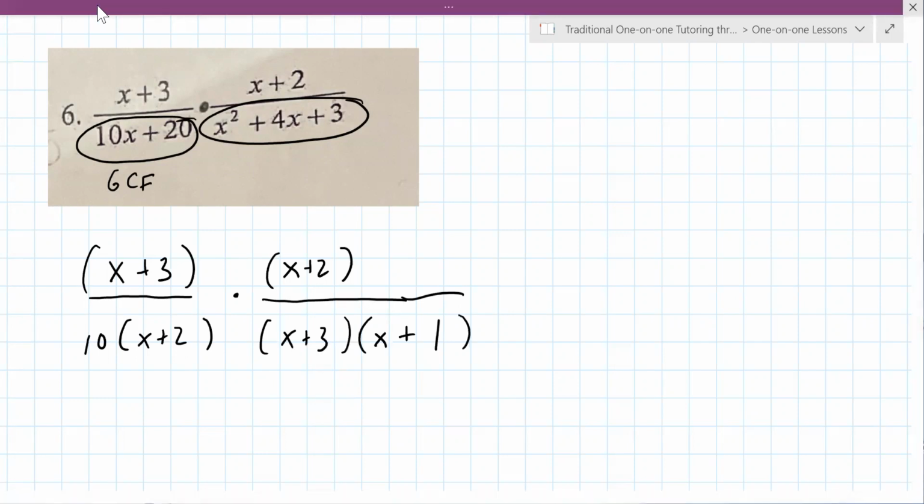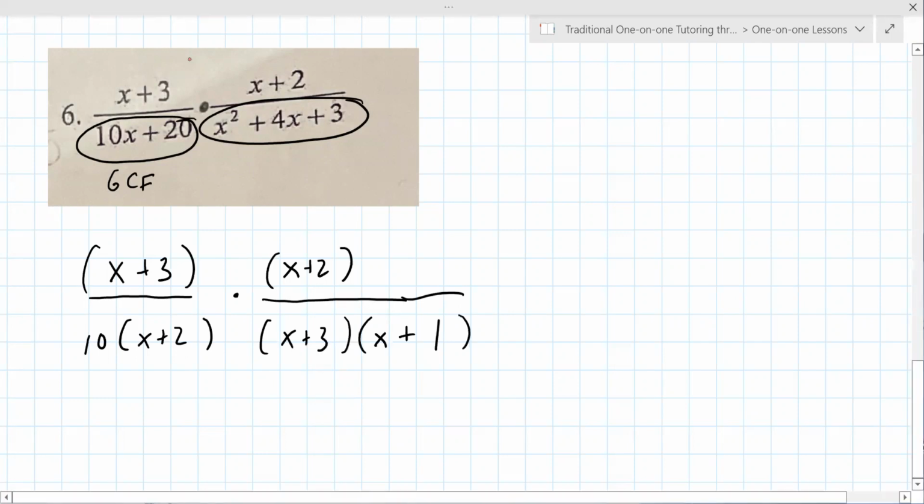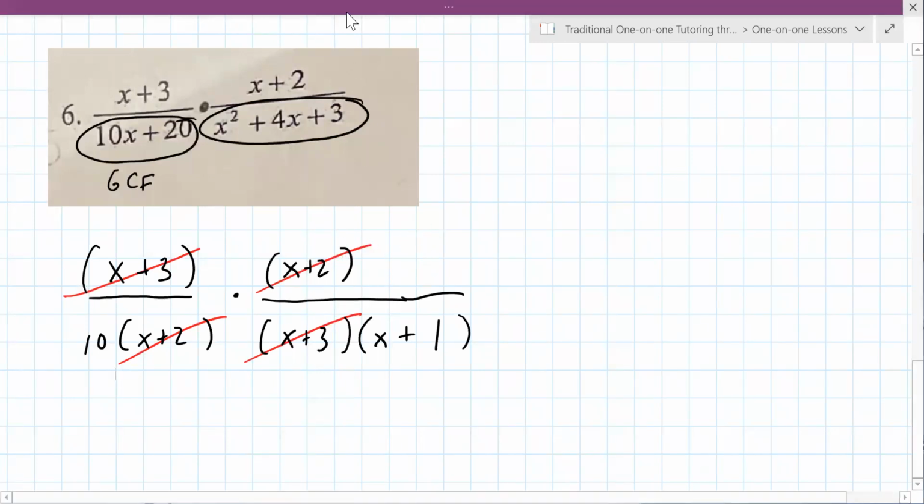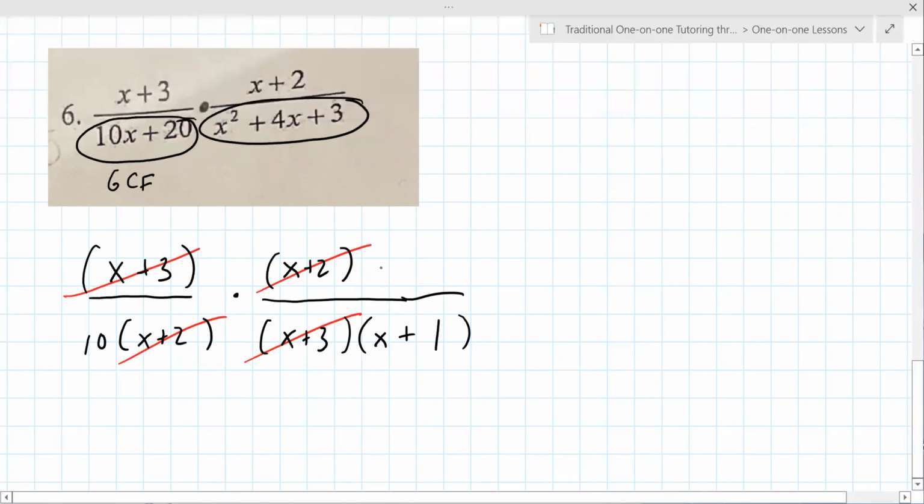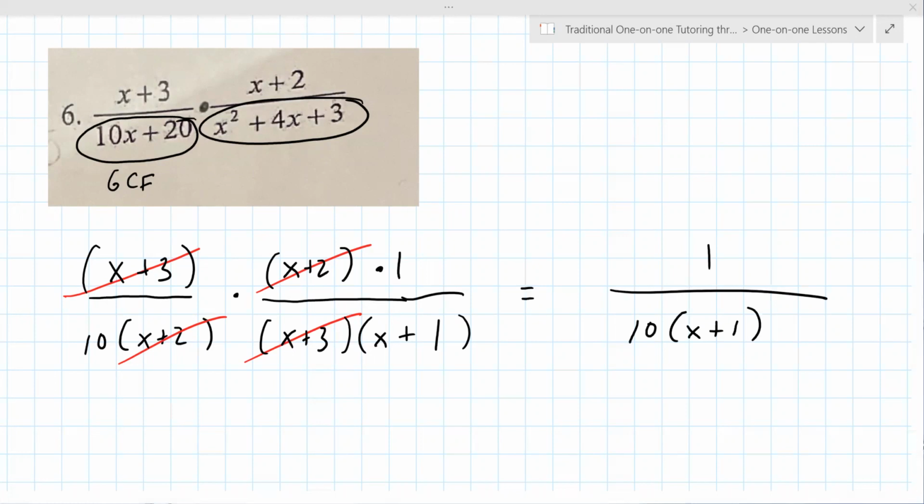Are there any cancellations now? Yes, there's lots of them. There's X plus 3 and X plus 3, X plus 2 and X plus 2. What is left over on the top? 1. Yeah, very important there. And if you need to, write it, because you don't want to just leave nothing. But on the bottom, it's 10 and X plus 1 is what is left over. Any questions on that? No. Okay.